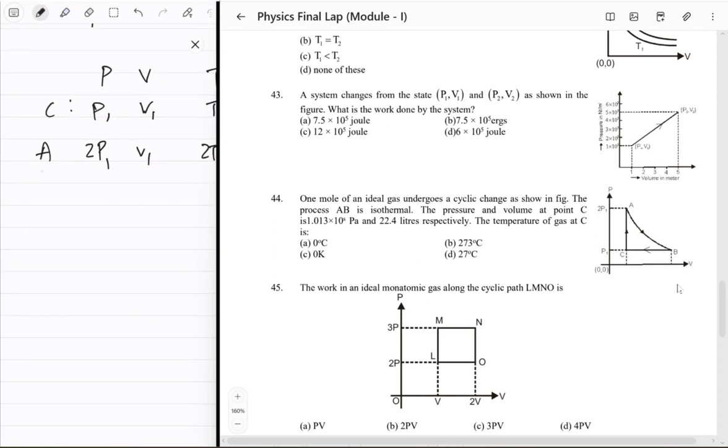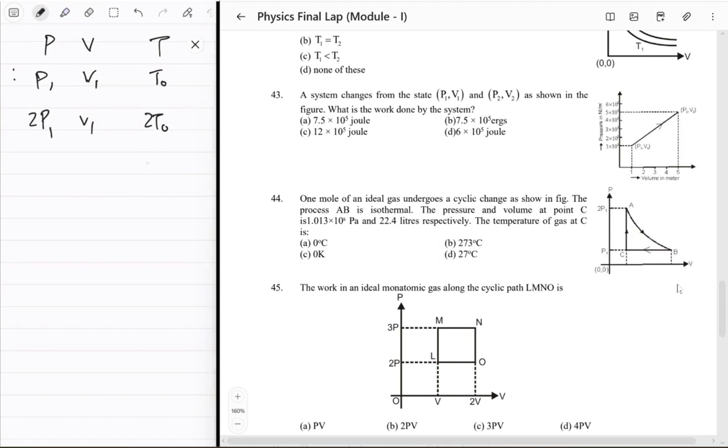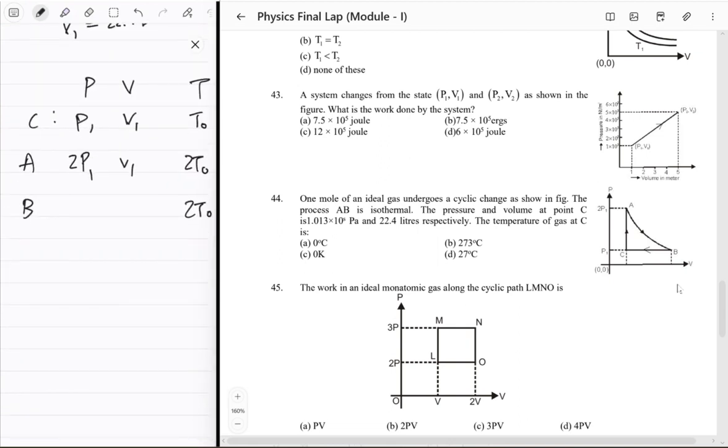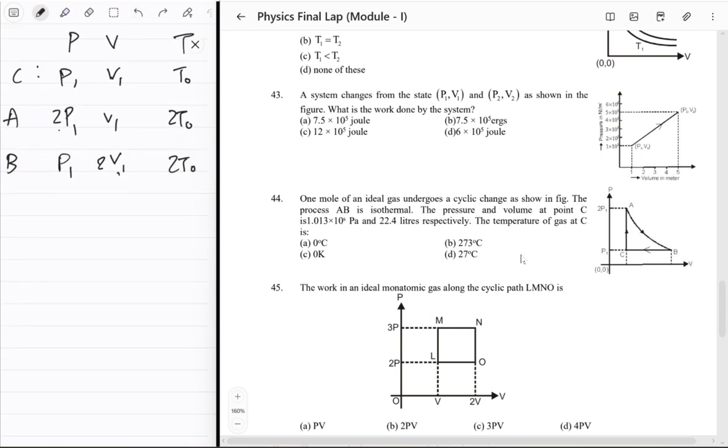Okay, and at B, so isothermal is the same temperature, just going to be 2T naught, right? Of course. And what are the volumes? Pressure तुम्हारा कितना है, P1 दिया है, so it's going to be 2 V1 because A times C is equal to A times C. Makes sense? Okay, right. And now what? It's gonna go back और फिर इस पे आ जाएगा.